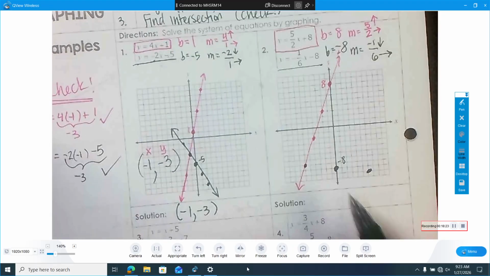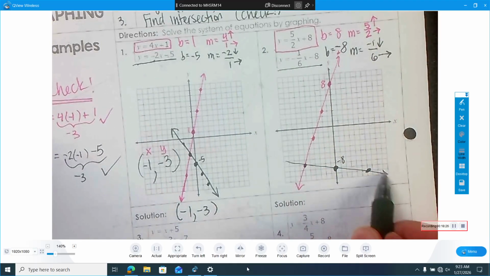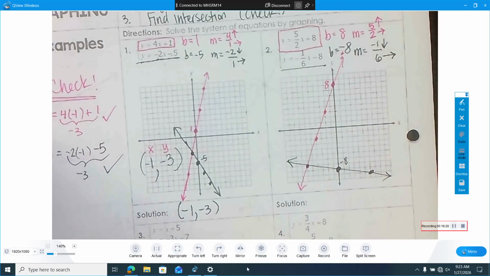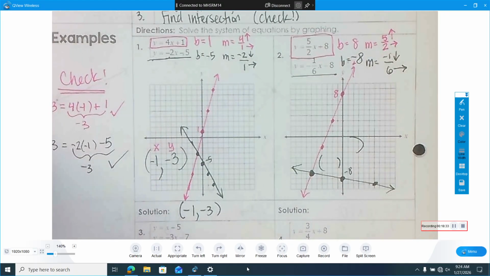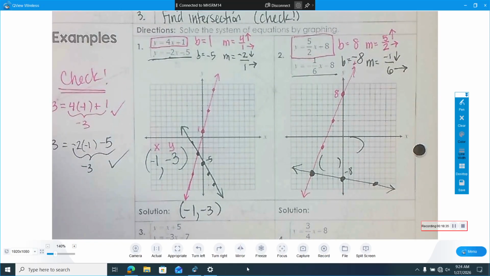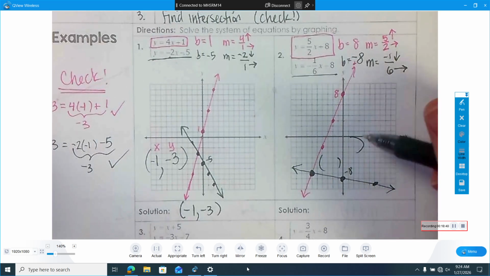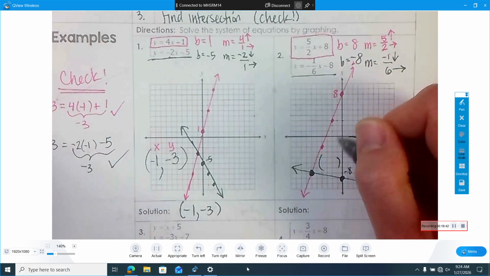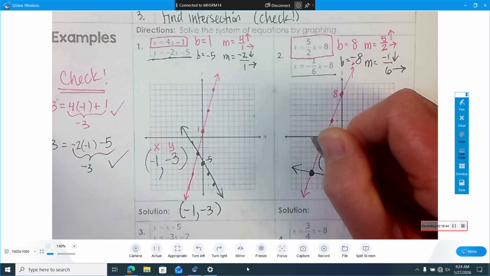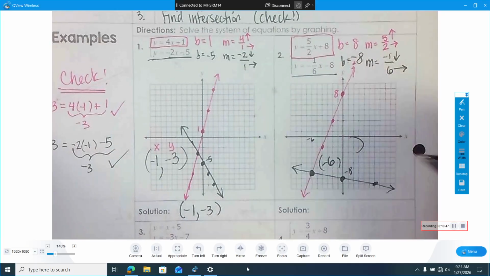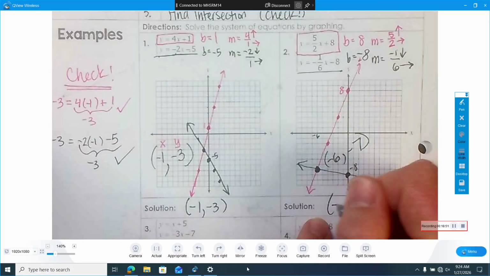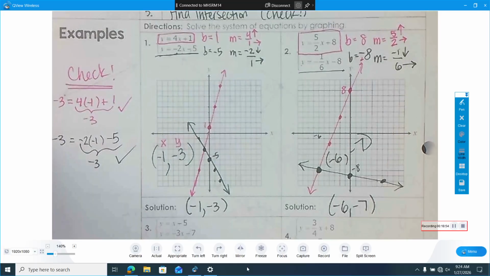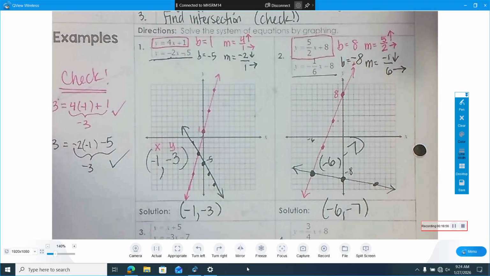All right. Ladies and gentlemen, what is this ordered pair where they're intersecting? Negative 6, negative 7. All right.